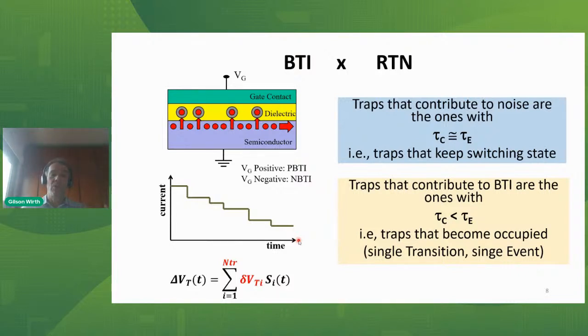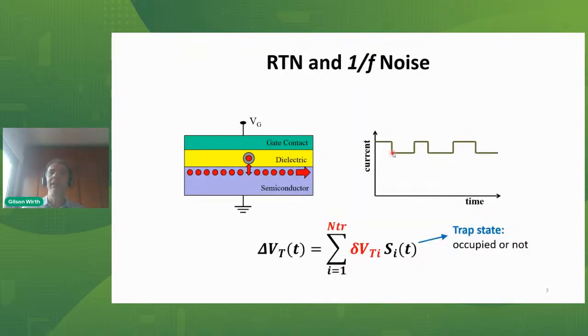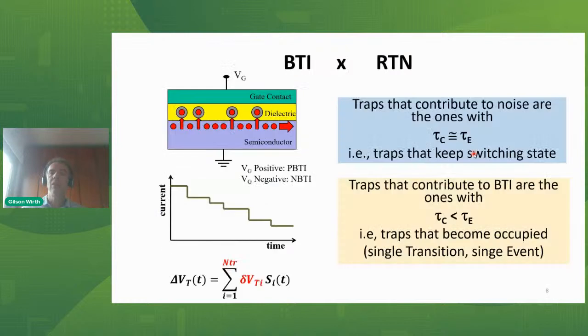So one could say that the traps that contribute to BTI and RTN are similar. The difference is that the ones that contribute to noise have capture and emission times that are similar. So the time between capture and emission events is similar, so it keeps capturing and emitting. So it's the random telegraph noise, or you can also see it as 1/f noise that we talk about later. And the other kind of traps capture the electrons and do not emit them, as long as the gate bias is kept.